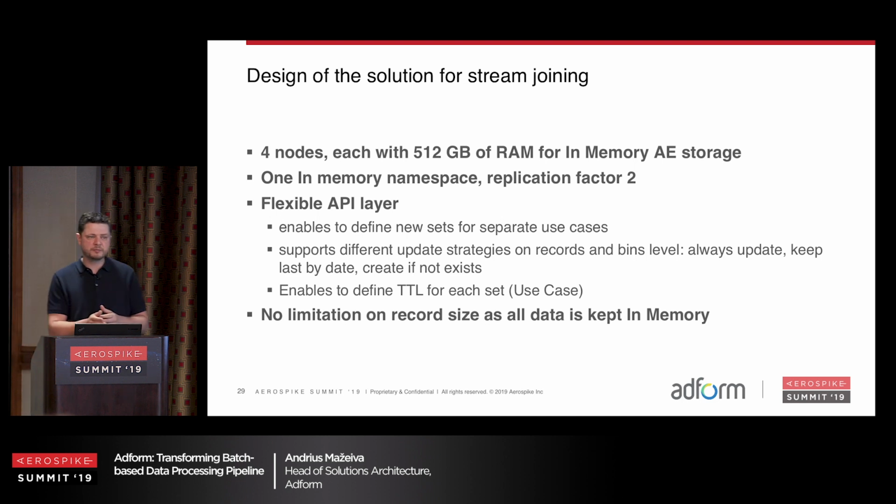For example, for viewability, we needed keep last by date. Because when we process data from Kafka, it can come in any order, so you are not controlling which event you would get first. So we update only if we are taking the new event. For engaging events, we used create if not exists because we just need to know if any engaging event happened. And the API had the ability to define a custom TTL for each set.